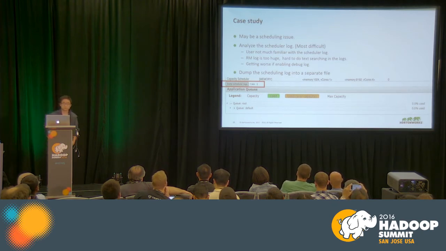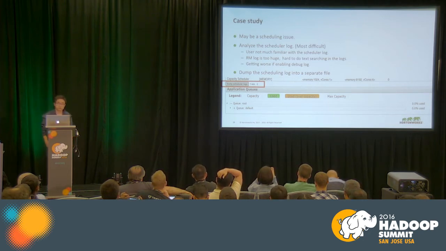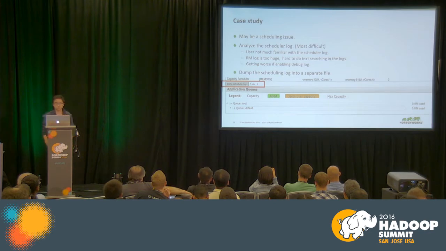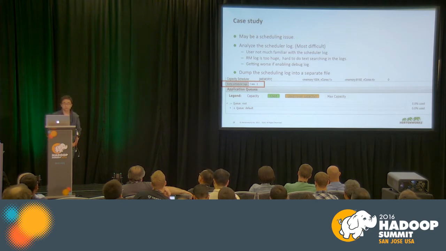So we tried to get the resource manager logs. That was the most difficult part, because users most of the time are not familiar with the logs layout. Also, one big reason is the resource manager log is usually very huge. It was very hard to do text searching in the logs. And it gets even worse if you enable the debug level log.